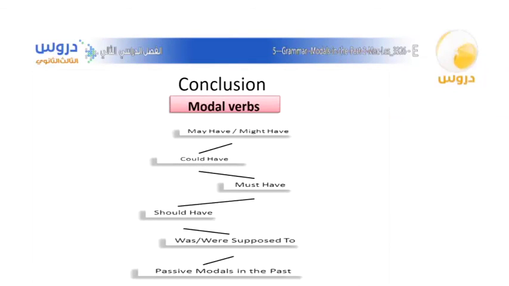Okay, and that's it. Now we conclude what we did today. The conclusion: we talked about the usage of may have, might have, could have, must have, should have, was, were supposed to, the passive modals in the past.